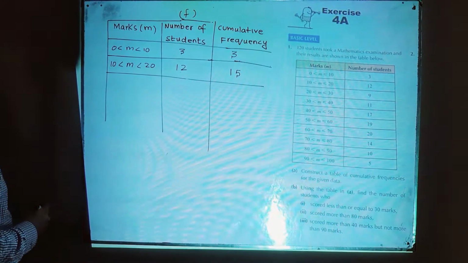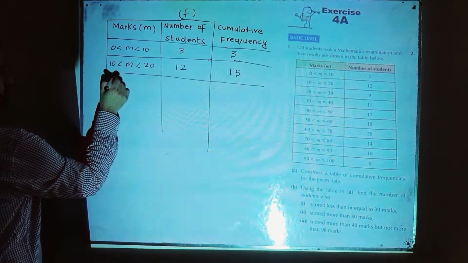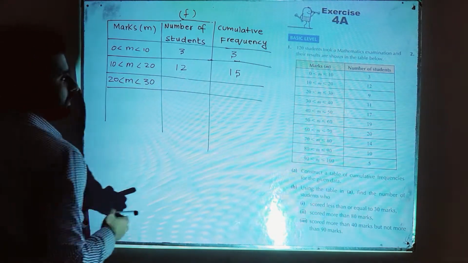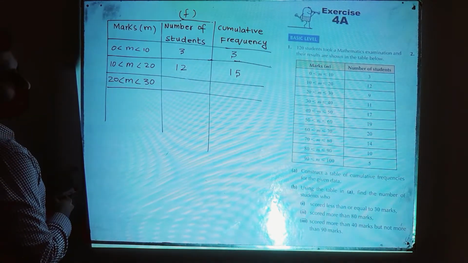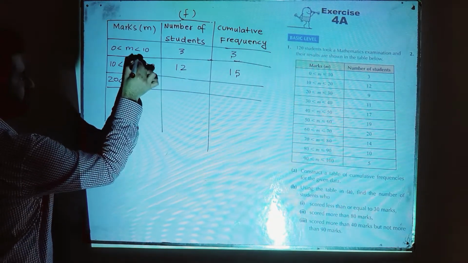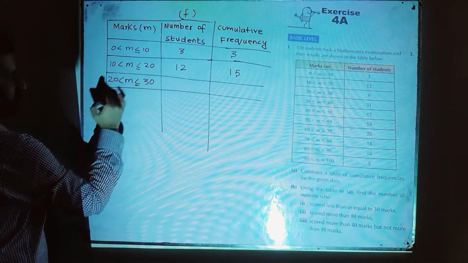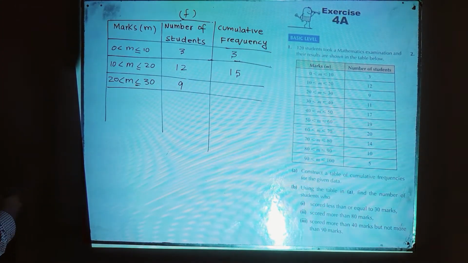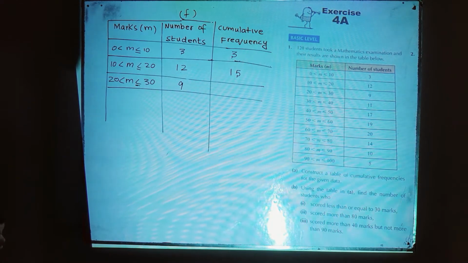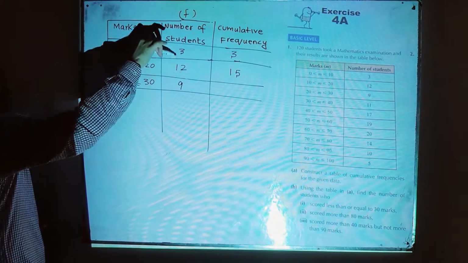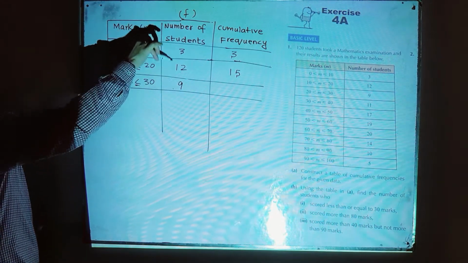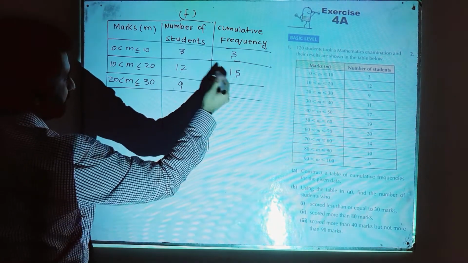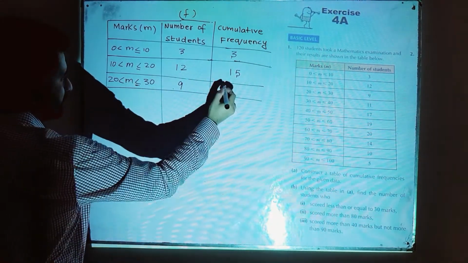The next one is where marks are more than 20 and less than 30. Okay, and you have to include the equal to sign here as well. So more than 20 and less than or equal to 30, and we have how many students? 9. While the cumulative frequency, as I have explained, you will add all these frequencies including 9 and above: 9, 12 and 3. So that is basically 15 plus 9, that is 24.